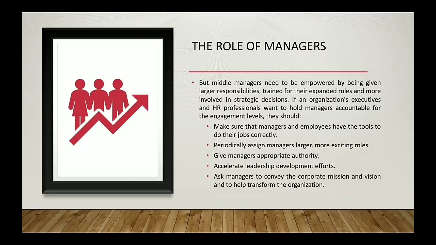So if an organizational executive and HR professional want to hold managers accountable for the engagement level, they must concentrate on the following points. Number one, they make sure that managers and employees have the tools to do the job correctly. Number two, they must periodically assign managers larger and more exciting roles, because if the managers do not get a more exciting and larger role, they will not be very happy and motivated to do their job.